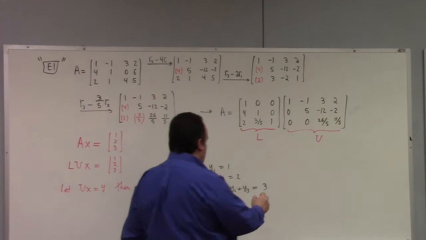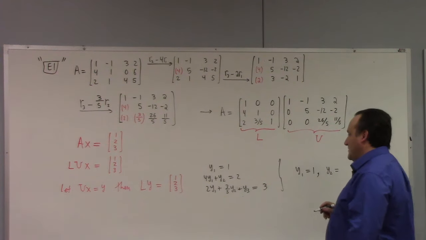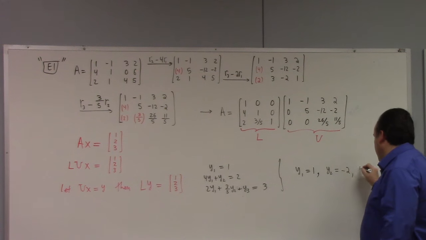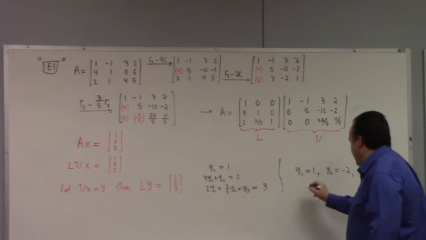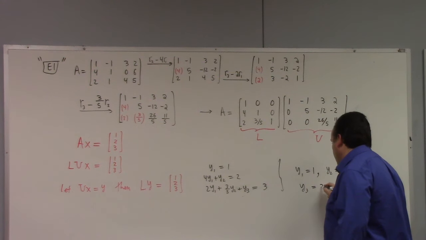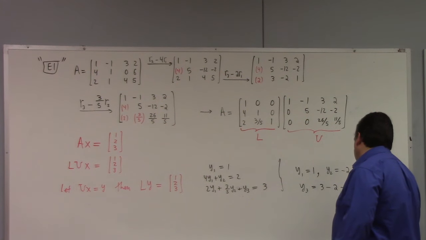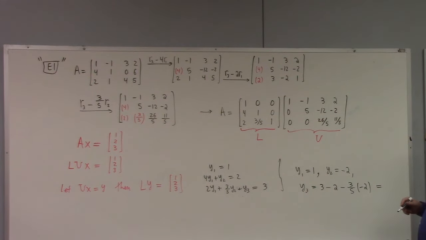So what's the solution? I got the first one. You give me the second one. You did the easy part. So Y2 would be 2 minus 4Y1, 2 minus 4, which is minus 2. What's Y3 equal to? It's unpleasant. I might have to pick up my calculator, but it's 3 minus 2 minus 3/5 of Y2, which is minus 2. What's that work out to? What's one plus 6/5? 11/5.